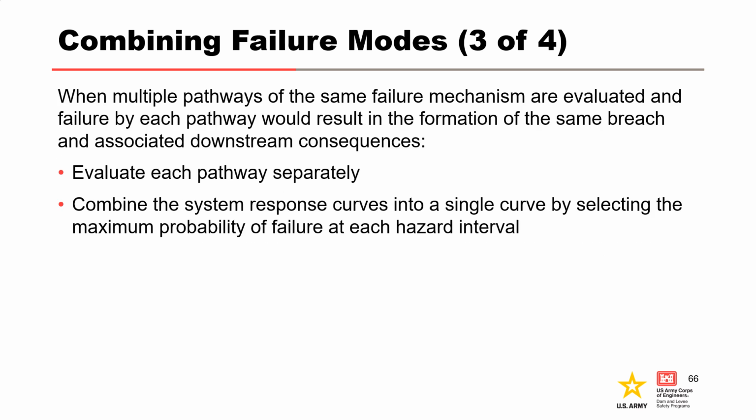Not discussed in Module 1 is what to do when the same failure mechanism is evaluated for multiple pathways. When multiple failure paths of the same mechanism in the same area are evaluated due to physical differences in geology, geometry, treatment, or whatever, we will combine the system response curves into a single composite curve by selecting the maximum probability of failure at each hazard interval if the expected breach characteristics and downstream consequences are the same. The composite system response relationship for the failure mechanism would then be combined with the project's other system response curves per the selected model.